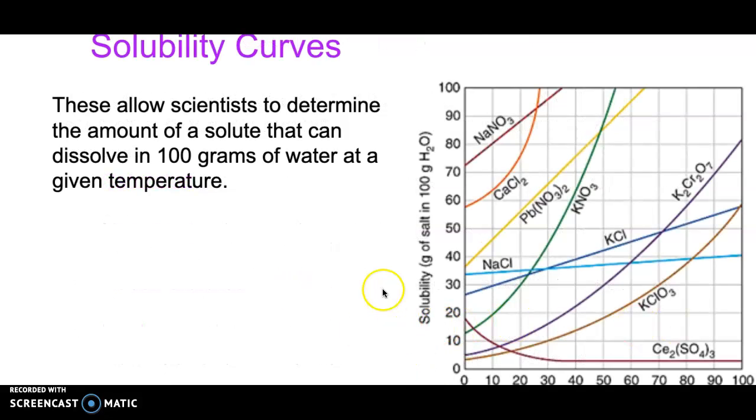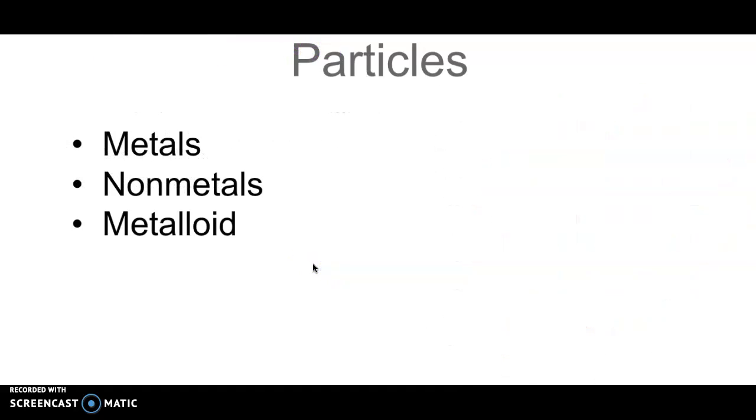These are some solubility curves, and all dissolve in 100 grams of water at the various temperatures. Some objects can dissolve more of that compound in higher temperatures. You can see that salt is kind of relatively unchanged, but you can dissolve more as the temperature increases. And a lot of these are just various salts. So here are the three types of particles, and we'll go into detail when we talk about the periodic table.